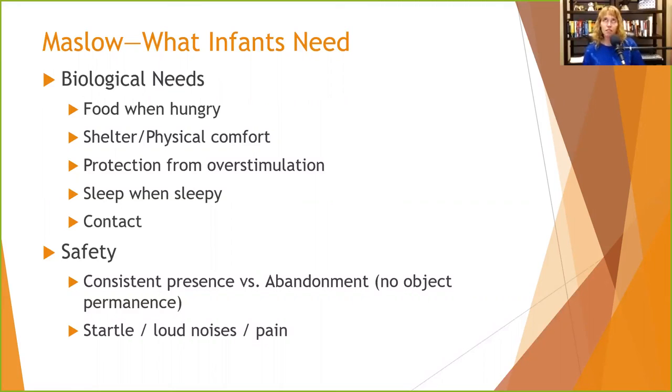which doesn't teach them that contact is good, that doesn't teach them that other people are good and they're going to help you calm down. They need safety, a consistent presence, remembering that infants don't have object permanence. If you walk out of their sight, in their mind, you're gone.